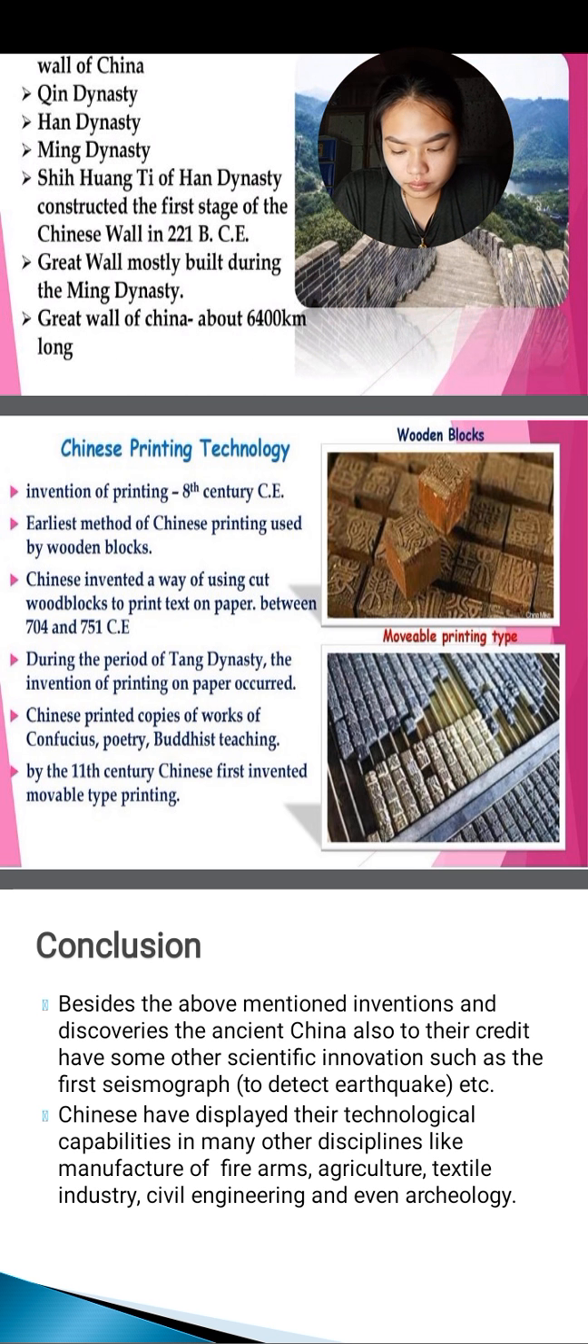So during the feudal age, the content of the education for the nobility consisted of the six arts, which are rituals, music, archery, charioteering, writing, and mathematics. They constituted what may be called the liberal education of the period during the Zhou period.